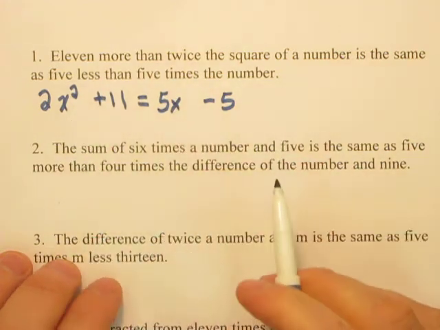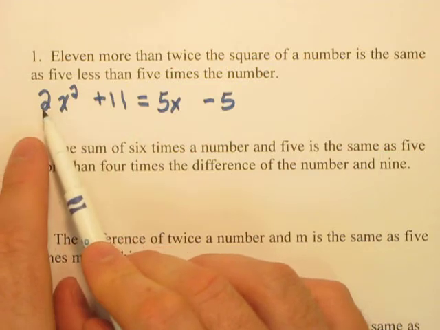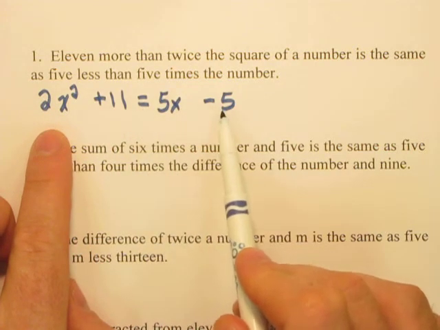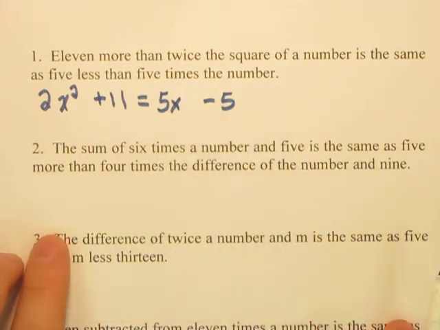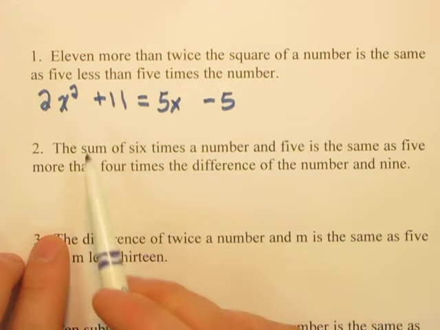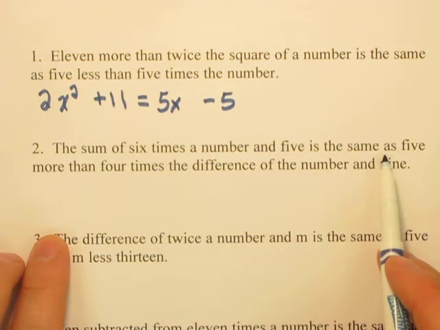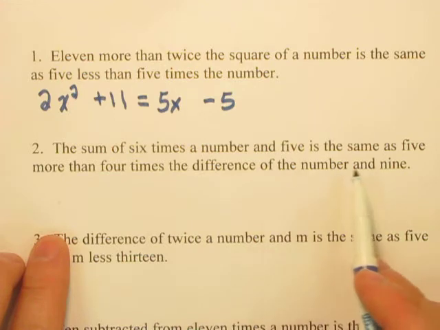And so from start to finish, we'll read the whole thing. 11 more than twice the square of a number is the same as 5 less than 5 times a number. Number 1, translate it. We'll move to problem number 2. The sum of 6 times a number and 5 is the same as 5 more than 4 times the difference of a number and 9.